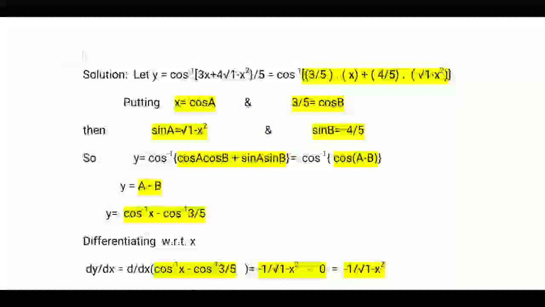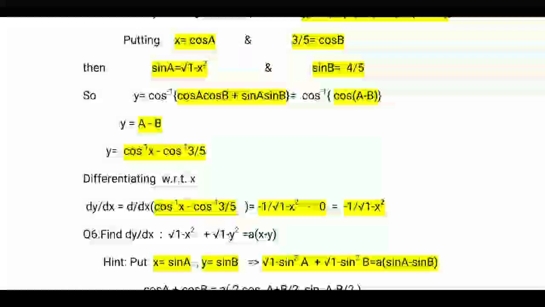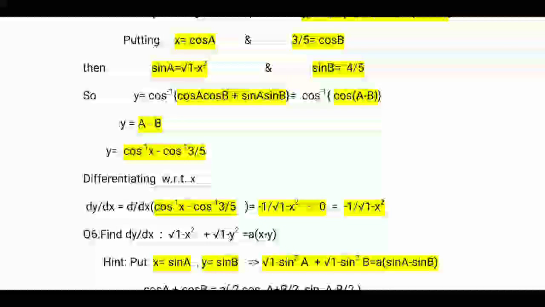So we get y is equal to cos inverse. Now putting the value, x and 3 by 5 are cos A and cos B. Similarly, root 1 minus x square is sin A and 4 by 5 is sin B. So we get cos inverse of cos A cos B plus sin A sin B. This is equal to cos inverse of cos A minus B. This is the formula from trigonometry. Cos A minus B is cos A cos B plus sin A sin B. Thus we get y is equal to cos inverse cos, cancel out, we get A minus B.